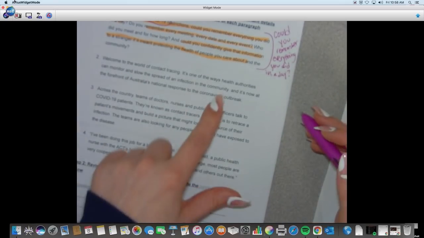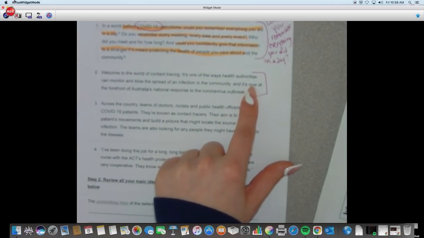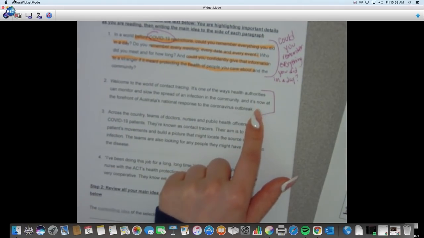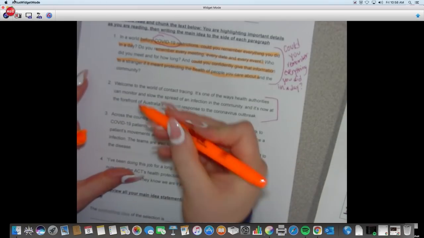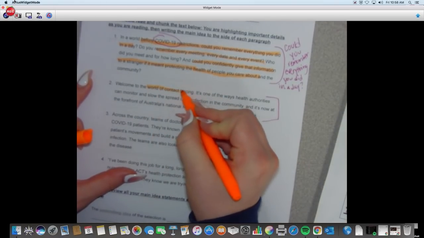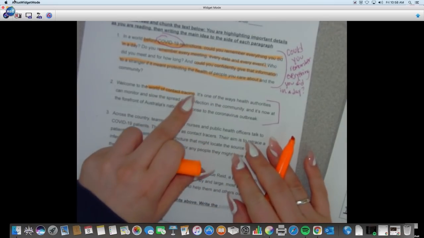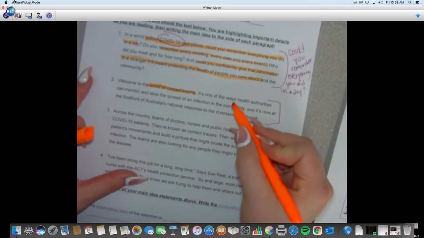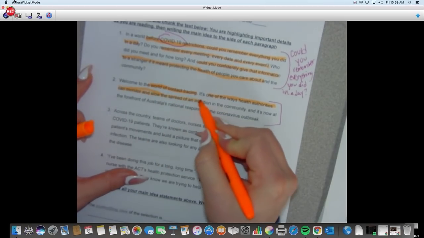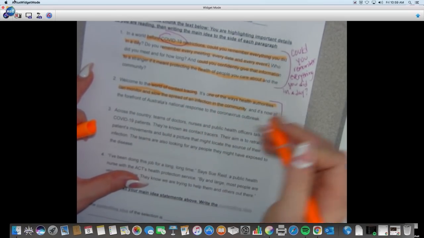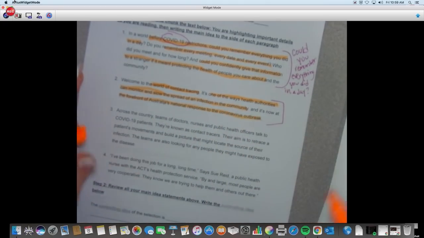So let's look at paragraph 2 now. Okay, we're going to read paragraph 2, highlight any important supporting details, and then we're going to write the main idea of paragraph 2. Welcome to the world of contact tracing. Okay, so this looks like what they were just asking us about in the last paragraph. This is an actual thing called contact tracing. It says it's one of the ways health authorities can monitor and slow the spread of an infection in the community. And it's now at the forefront of Australia's national response to the coronavirus outbreak.